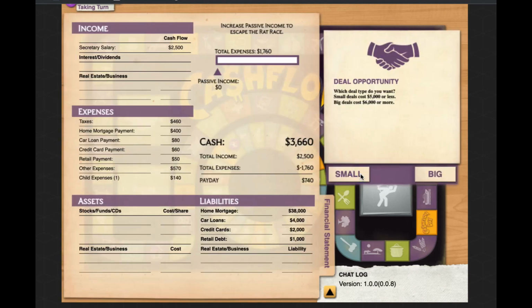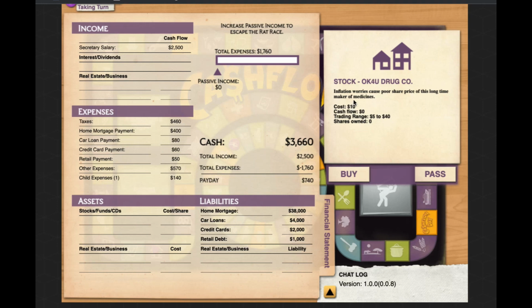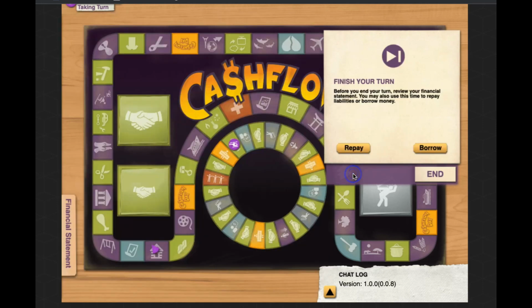Here we go again. One more small deal. So okay for you. Its cost is $10. It trades from $5 to $40. So if I buy shares of this and hold it, I can make 4 to 1. So let's say I wanted to buy $1,000 worth of shares. It'd be 100 shares. I'd purchase that, and the most I can make on that is another $3,000, so $4,000 total when I sell.